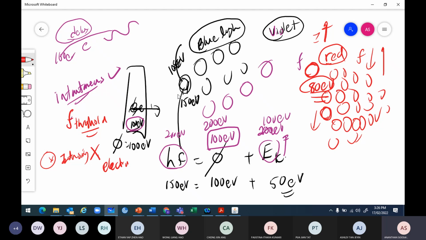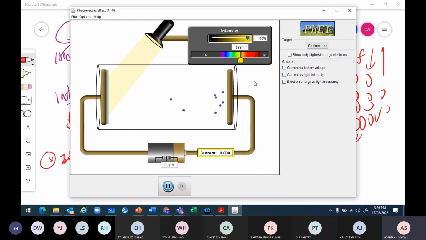But what does intensity do? You raise intensity, what happened? Go to the diagram. You see the animation. Go to the low intensity first. I put violet. Make sure the electron comes out. So you see, the electron is coming out.